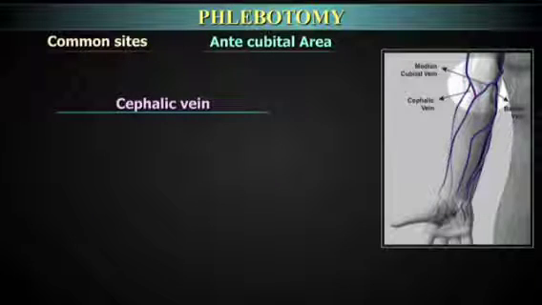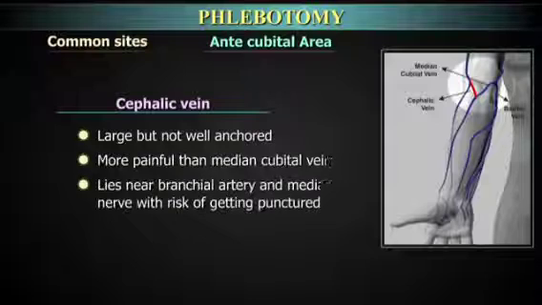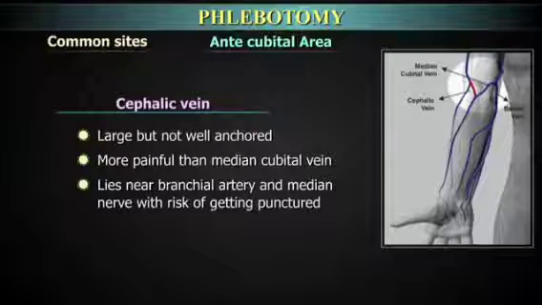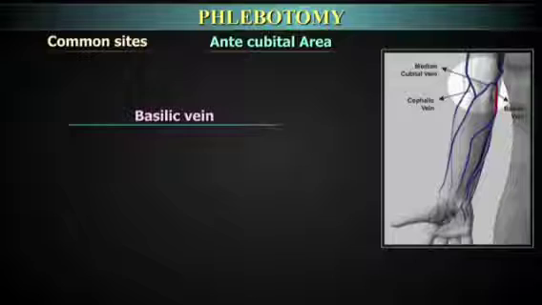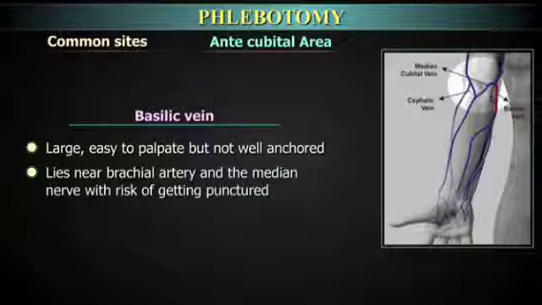Cephalic vein is the next preferred site. It is large but not well anchored and may be more painful than the median cubital vein. The basilic vein is the third choice. It is generally large, easy to palpate, but not well anchored. It involves the greatest risk as it lies near the brachial artery and the median nerve. Either of these can be easily punctured.